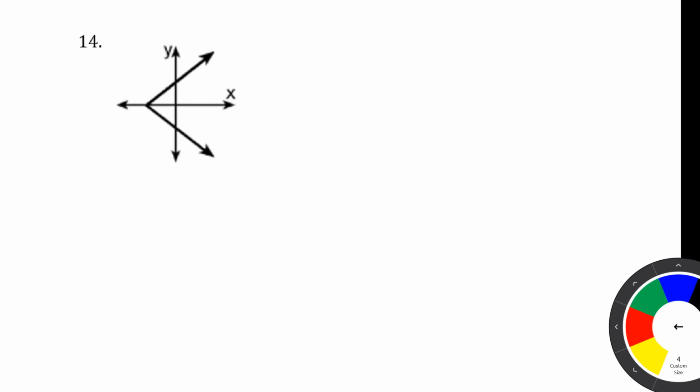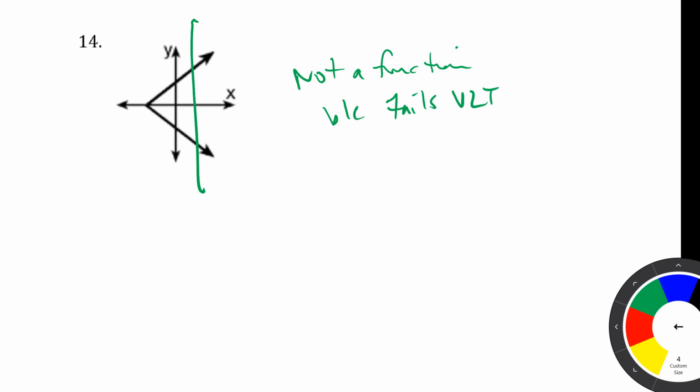Number 14 is the only example in this section that is something that's not a function. This fails the vertical line test, meaning that there are going to be multiple x values there. So we can say this is not a function because it fails the vertical line test. Failing vertical line test means that there are multiple x values in your table.